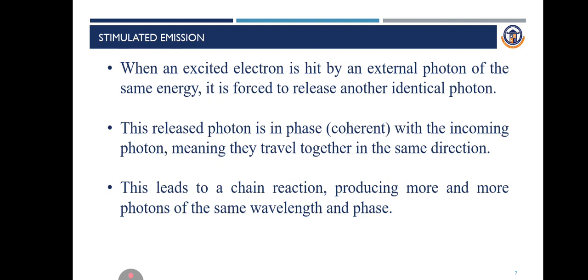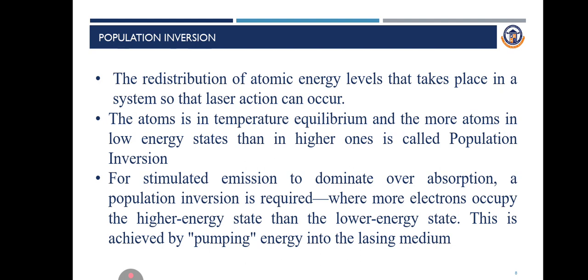And the next one is stimulated emission. This is the third process. It's simply the interaction of a photon with an electron in the conduction band. It forces the recombination and thus the emission of a second photon. So when the excited electron is hit by a photon of the same energy, it's forced to release another identical photon. So this leads to a chain reaction, producing more and more photons of the same wavelength and same phase.